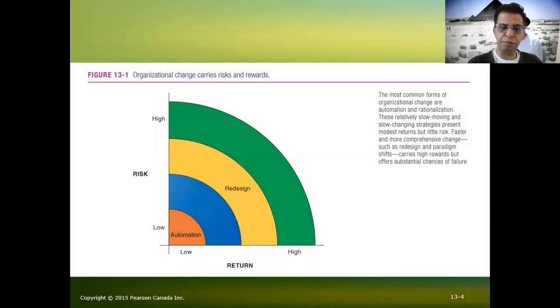So, organizational change carries risks and rewards. We mentioned a few times that if you're going to make some changes, you want to make sure that you're not going to lose efficiency and effectiveness, and you're not going to lose the manpower that you think is contributing to your organization and is hard to replace. So the more changes you do, if it's successful, there are more returns on them, but there is risk involved.